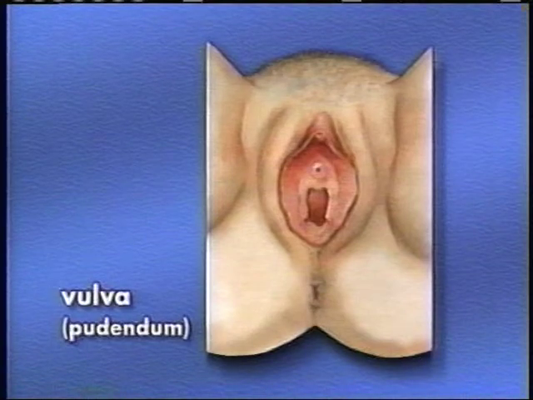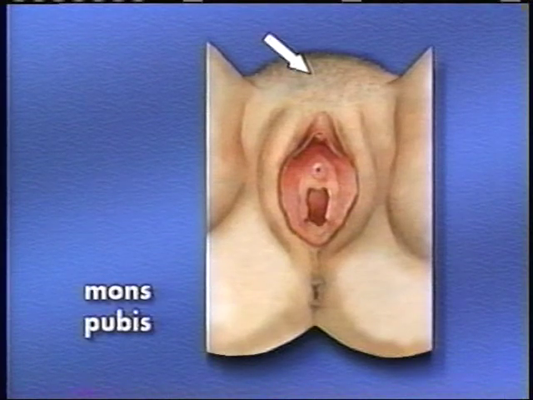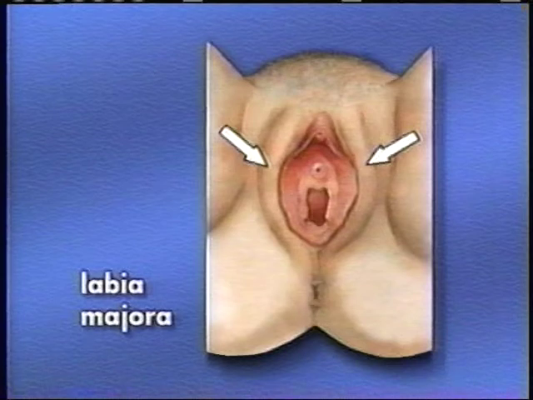Vulva, or pudendum, is the term used to describe the female's external genitalia. The mons pubis is a mound of adipose tissue overlying the pubic symphysis. Posterior to the mons pubis is a pair of folds consisting mostly of adipose tissue called the labia majora. The labia majora are the homologs of the scrotum in the male.